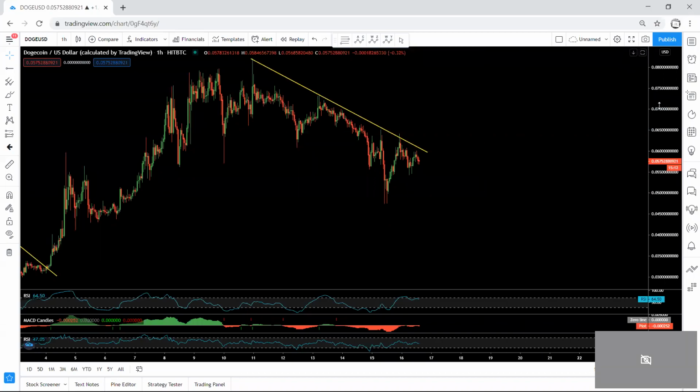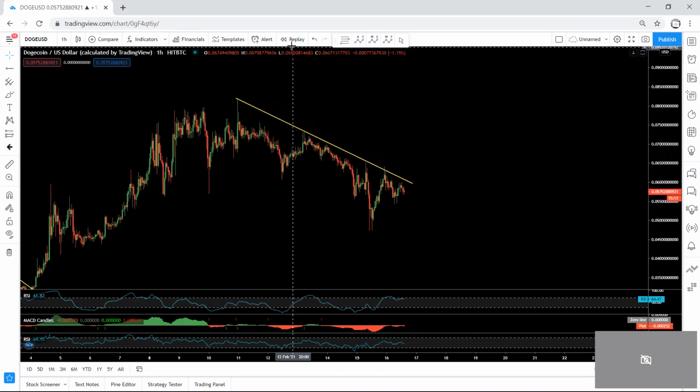Now we start with the 1 hour chart. If we refer to our analysis, when the price was here, we mentioned we're looking for a buy, but we need to get the correction. And now we have this correction. Now we want to see how we can look for a trade.